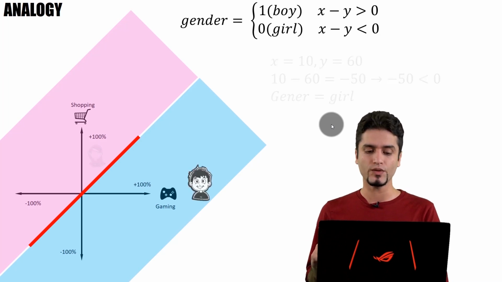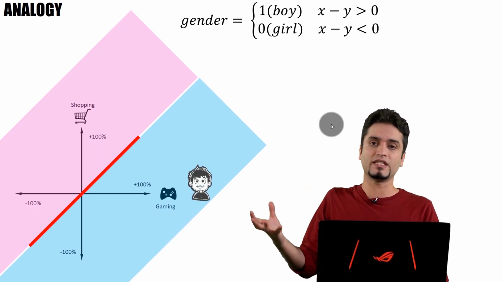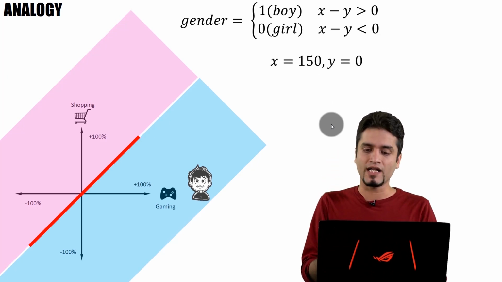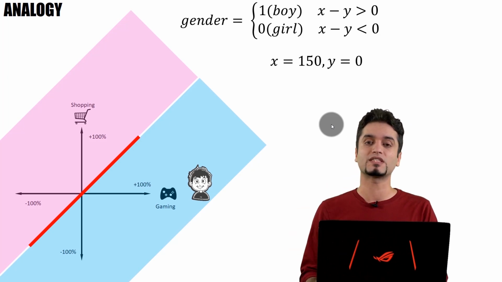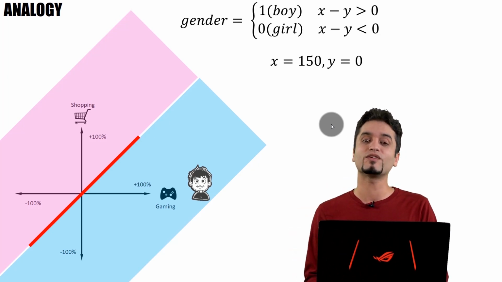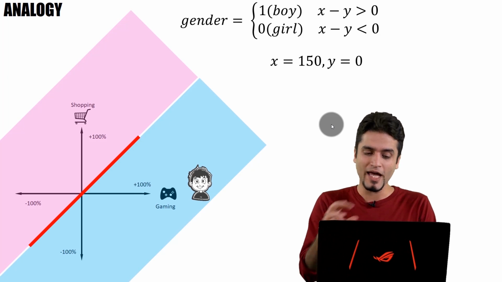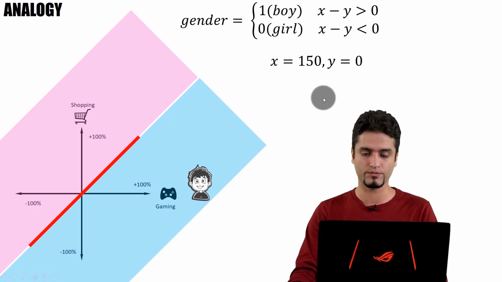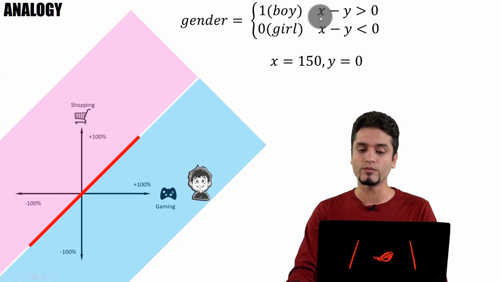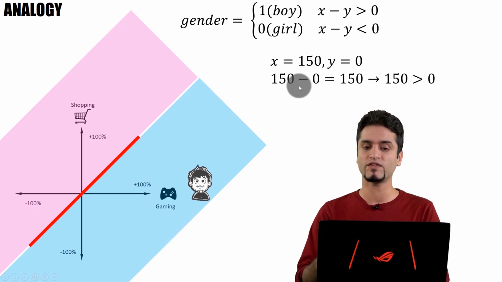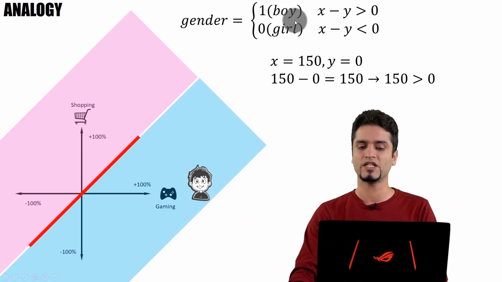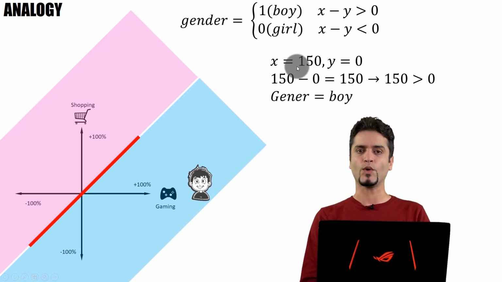Now I want to show you a boy that we have never seen. Again, it wasn't in a group, it's in black, but we have its values. Let's say this is one of those guys who play a game every single day. So 150% interested in gaming, and shopping is 0. Again, he doesn't care if he goes to shopping centers or not. So if you put that in the equation up here, 150 minus 0 is 150, it's positive. So what's the gender? The gender is a boy.